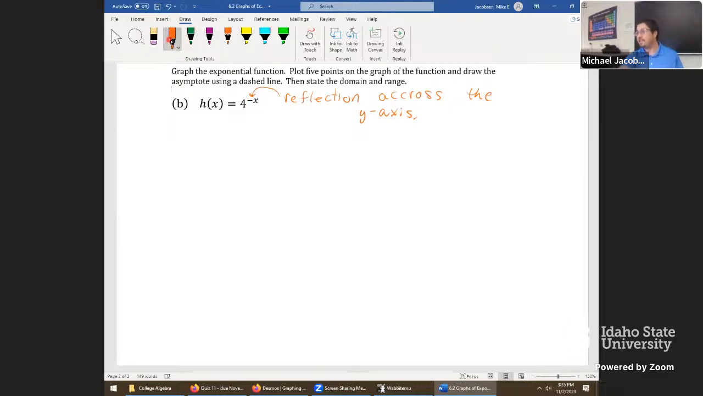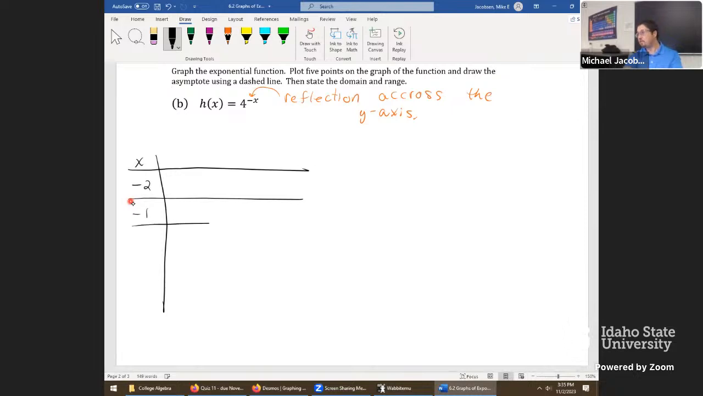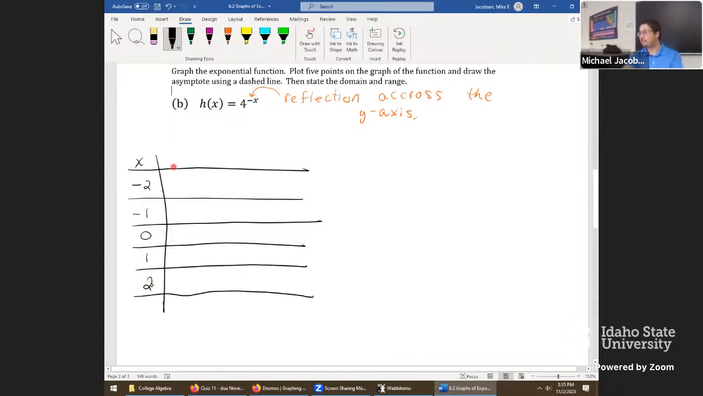Let me just put an arrow here instead. So we need a fast table with 5 values. Like before, we could start with x at -2, -1, 0, 1, and 2. And extra lines there just to make sure we can work out the value. The y-coordinate is h of x, and we can pen in 4 to the power of -x like that. And there's a lot of things you could do with that exponent, but I think for this problem, it's just easy enough to put in the values up in here and see what happens.